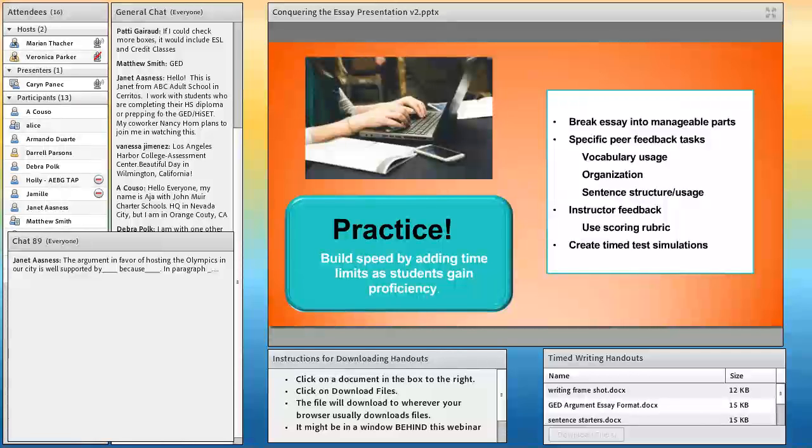And then giving them those test simulations where we give them the time. I don't start with 45 minutes, but I'll give them like an hour and 15 minutes and then begin to lessen the time toward the very end of the semester as we're doing some test prep. Because it's actually quite frightening to do the 45 minutes.